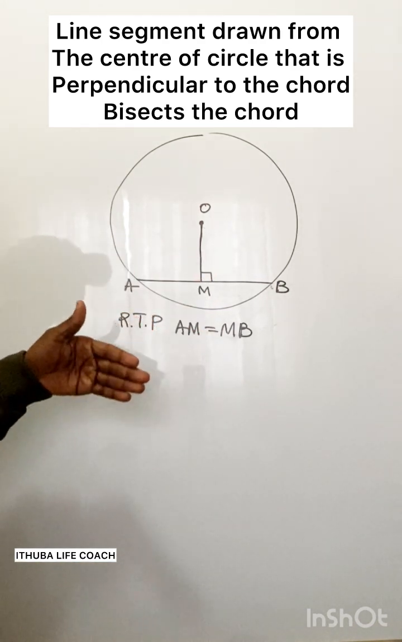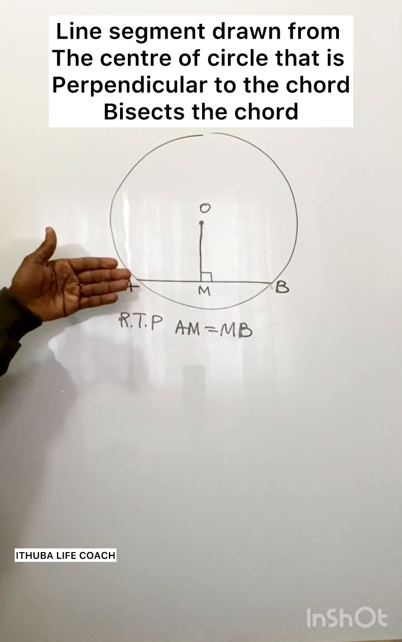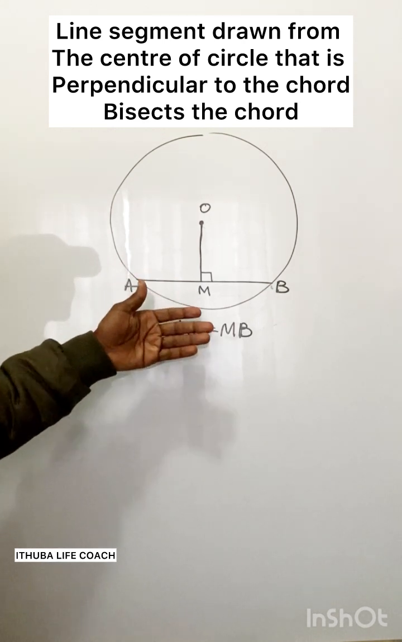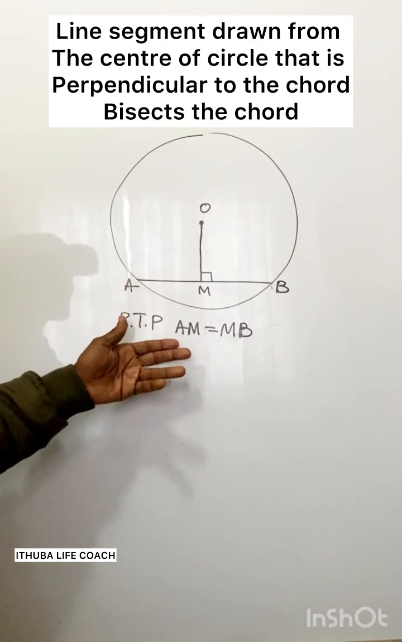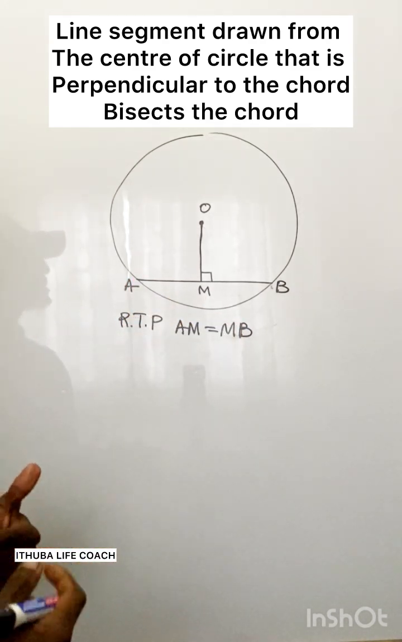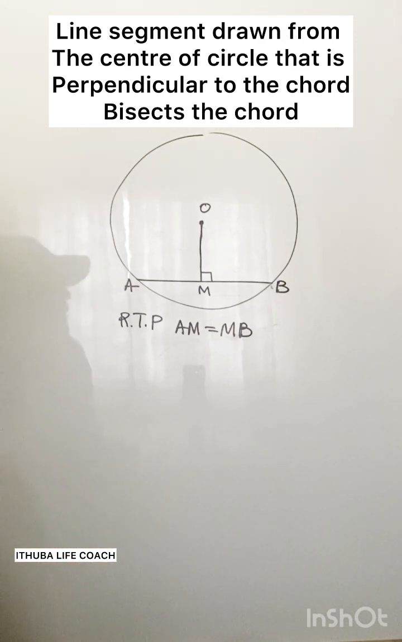But you may be required to prove it this way. You may be required to prove that line AM is equal to MB, or you may be given that the lines are bisected. Then you have to prove that they are perpendicular, that the line is perpendicular to the other one.